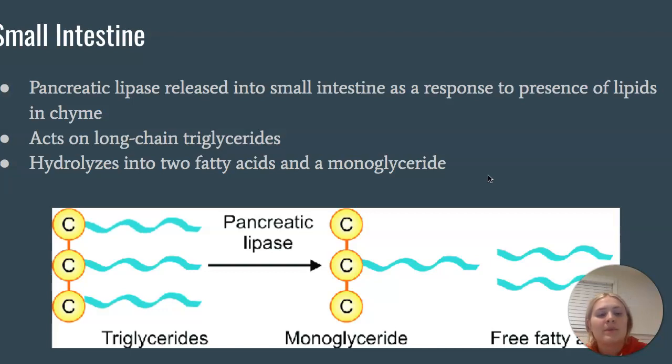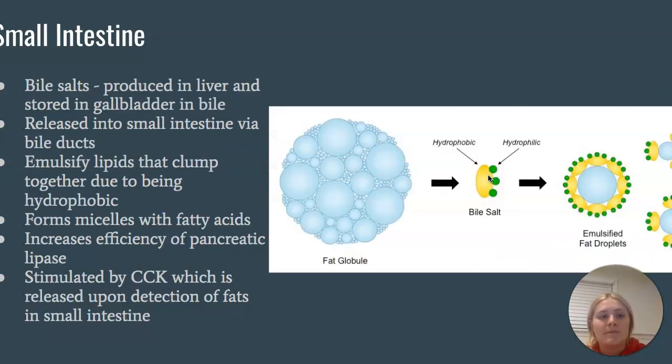the fats or the lipids will come into contact with pancreatic lipase, and this is released in the small intestine. This is made in the pancreas, and it's released in the small intestine as a response to presence of lipids in the chyme. And this usually acts on longer chains of triglycerides, and it's the part that's breaking them down for the most part into two fatty acids and a monoglyceride, which you can see below. And then those are the two products that can actually be absorbed by the small intestine.